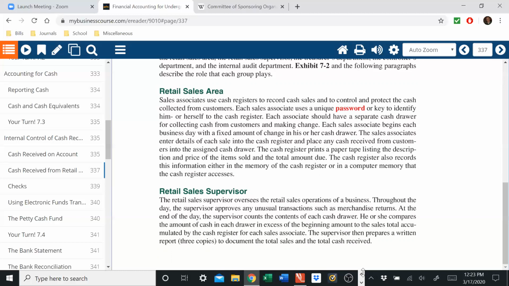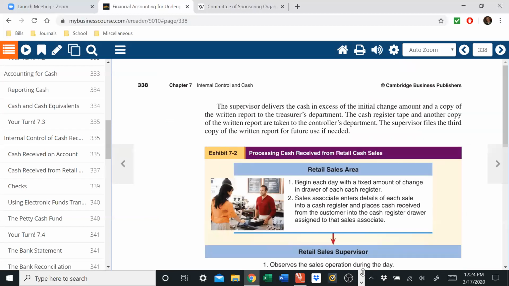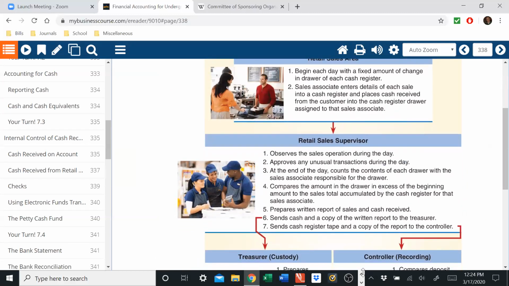So the retail sales supervisor's main duty is to make sure that the cash in the drawer at the end of every day for each of their sales associates matches the beginning cash plus the total that the cash register says was bought that day by the customers at that register. Their secondary duty is they approve any unusual transactions. So if a customer comes in to do a merchandise return or something like that, that's an unusual transaction, and they have to approve that. So these are the two functions essentially for the retail sales supervisor. That basically describes the internal controls in place to ensure that cash received in the retail sales environment isn't misappropriated or stolen.